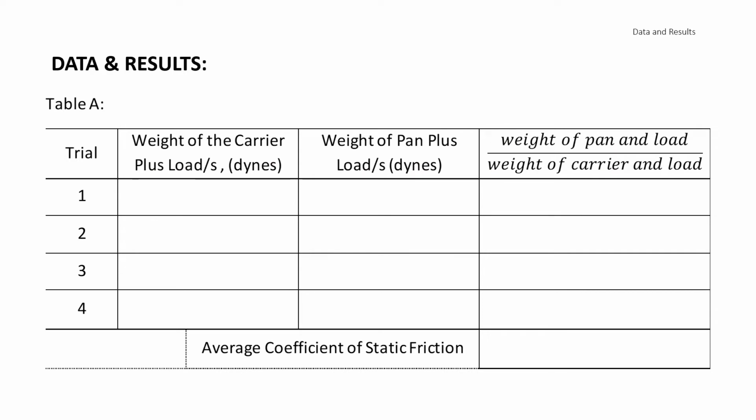This table is the same as the table on your activity sheets. So you are going to perform 4 trials for each part of the experiment. So here in this table, you're going to record the weight of the carrier plus loads in dynes, the weight of pan plus load also in dynes, and the weight of pan and load divided by the weight of carrier and load, and determine the average of static friction for the 4 trials.